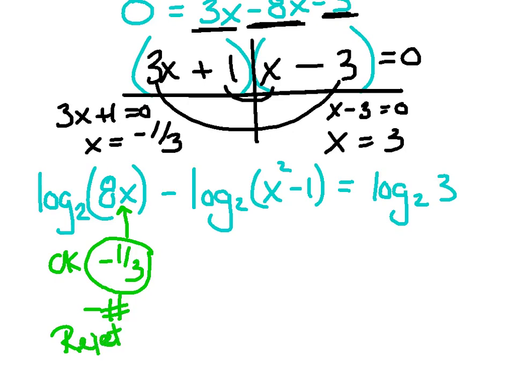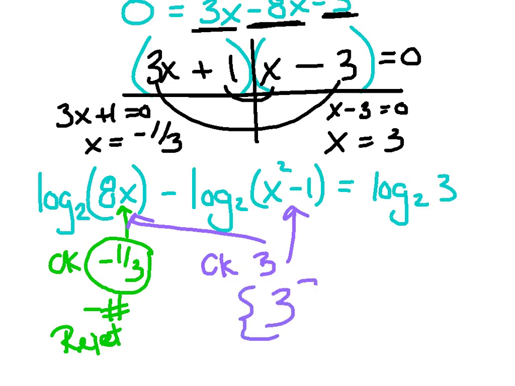Okay, I don't need to check any further in these other equations because I already know it failed in this one. So I'm going to do the same thing with the answer 3 that I got. I'm going to check my 3. When I plug 3 into here, 8 times 3 is 24. That's perfectly legal. When I plug 3 into here, 3 squared is 9 minus 1 is 8. That's perfectly legal. Their number's bigger than 0. There's no place else to check. So 3 is going to be my only solution.